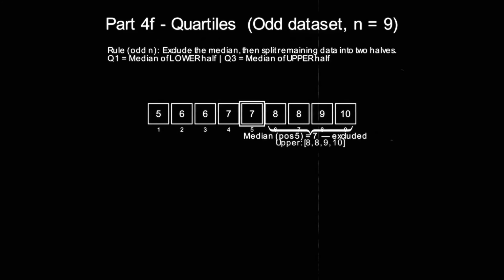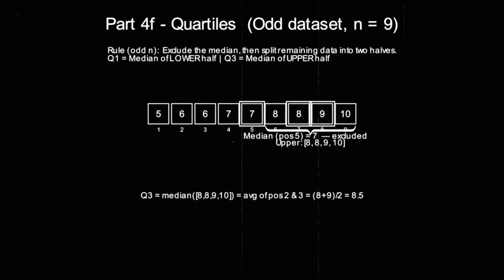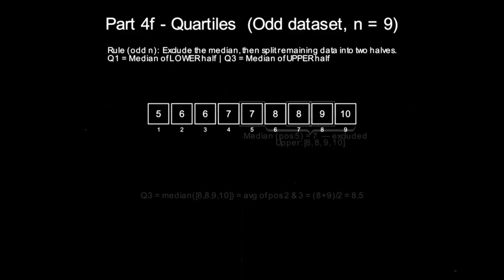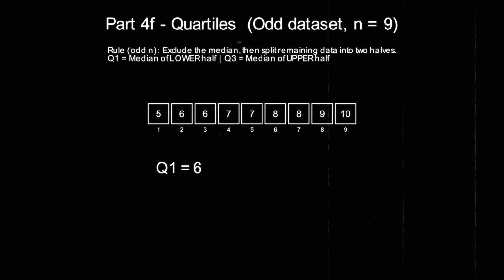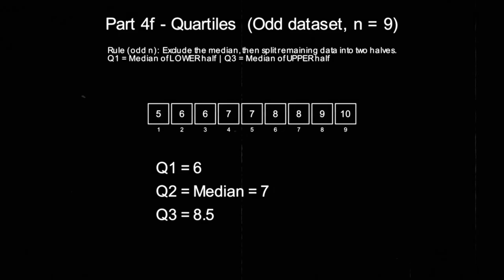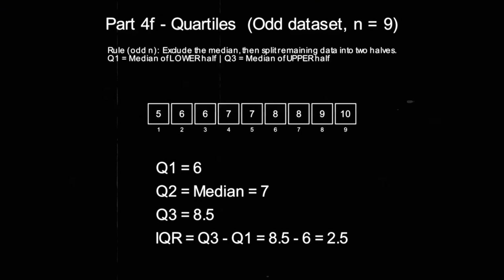The upper half is 8, 8, 9, and 10. Q3 is the average of the two middle values, 8 and 9, giving us 8.5. So for this odd data set, Q1 is 6, the median is 7, Q3 is 8.5, and the IQR is 2.5. Central tendency alone is not enough.